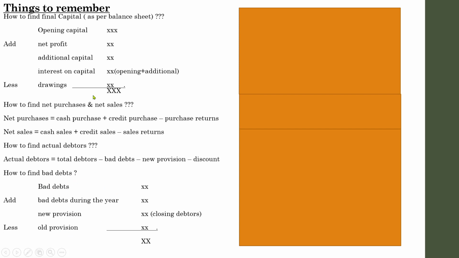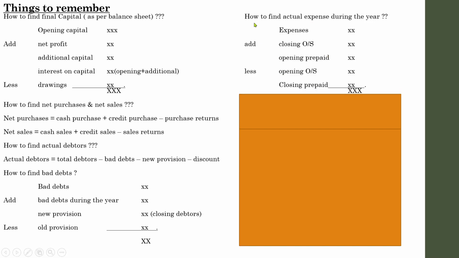Not only this one, all the points are important. This one is important while preparing the trading profit and loss account, especially in the profit and loss account, where you have to show the amount of bad debts. So these are the steps that have to be kept in mind while dealing with the preparation of the trading profit and loss account. Let us continue with that. Next one, how to find actual expenses during the year. It's an important one.